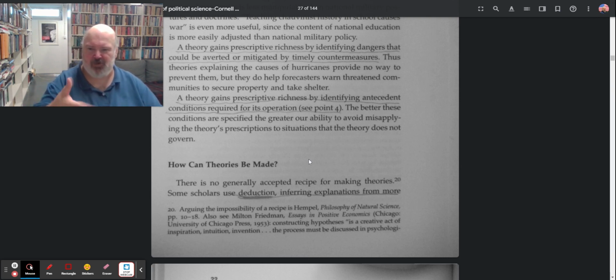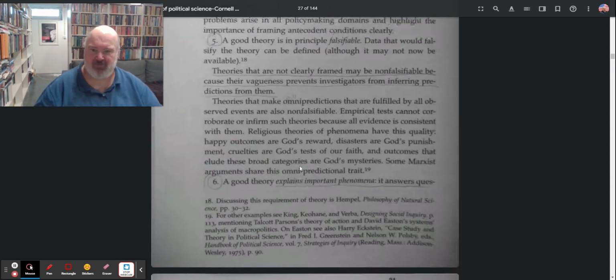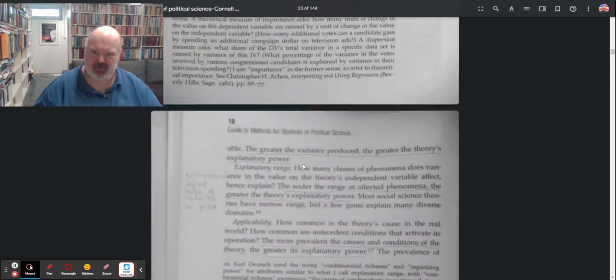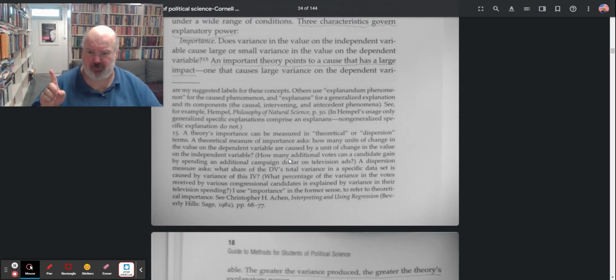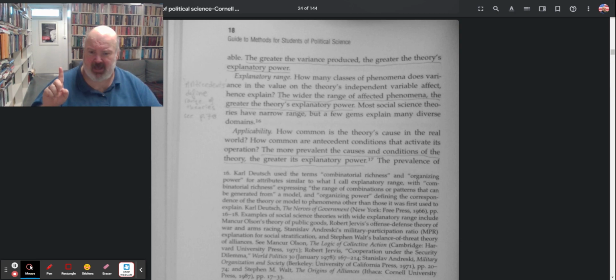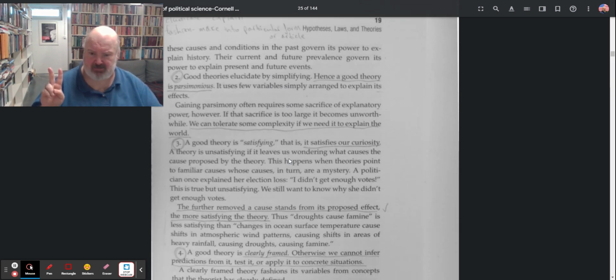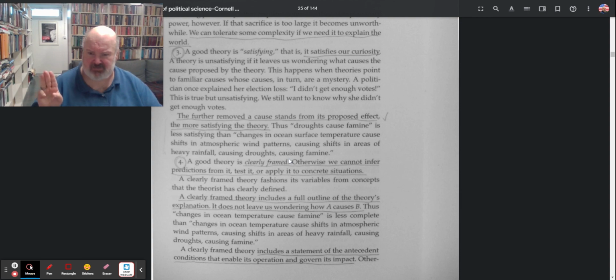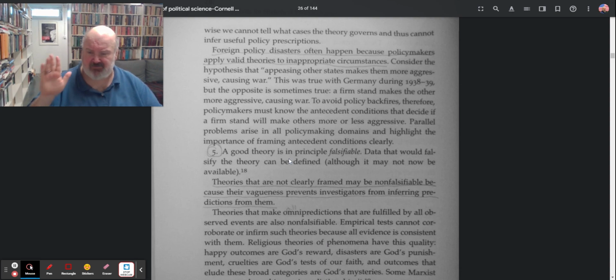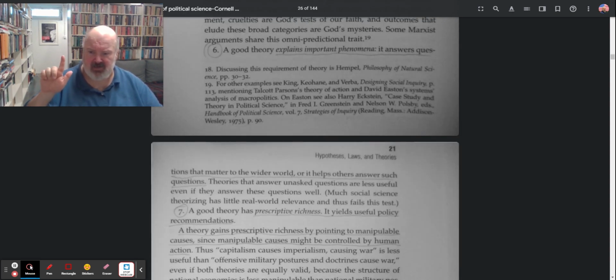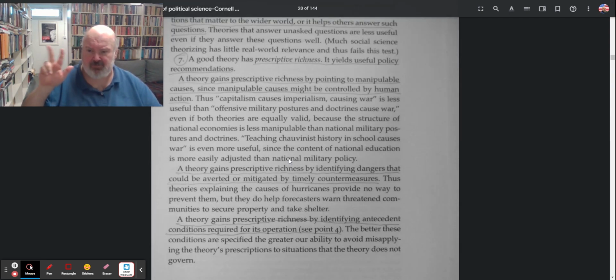So again, before we go on, this is the stopping point. The seven points once again, going quickly. One, a large explanatory power, which is composed of three categories: importance, explanatory range, and applicability. The second is parsimoniousness. Third, a theory is satisfying. Four is clearly framed. Five is falsifiable. Six is explains important phenomena. And seven, prescriptive richness.